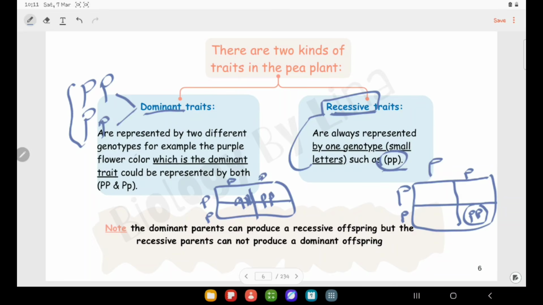For the dominant traits, we can say the dominant parent can produce a recessive offspring. For example, if you have a dominant parent which is P capital P small and cross it with P capital P small, at that time you can see it can produce P small P small, which is a recessive. So we can say the dominant parent can produce recessive, but the recessive parents can never produce dominant offspring.